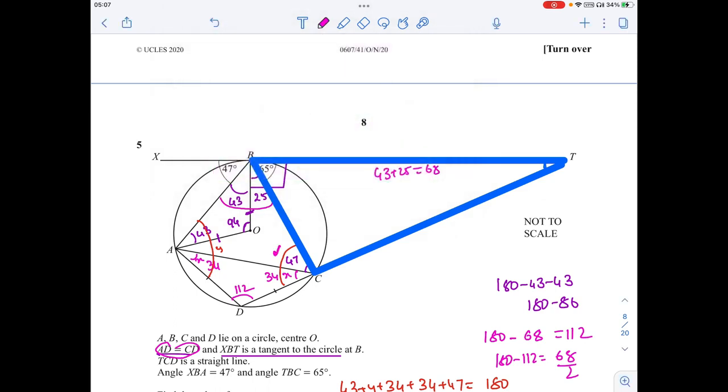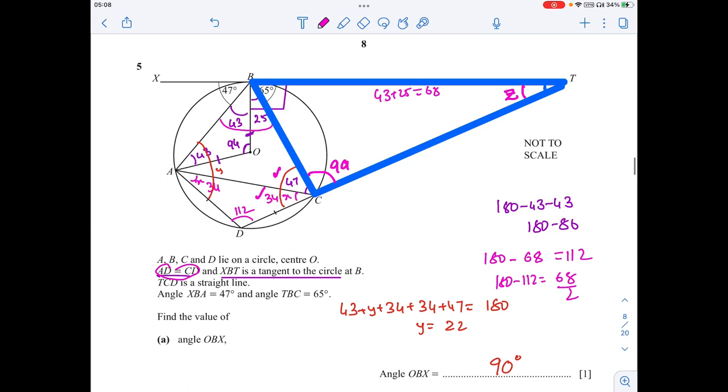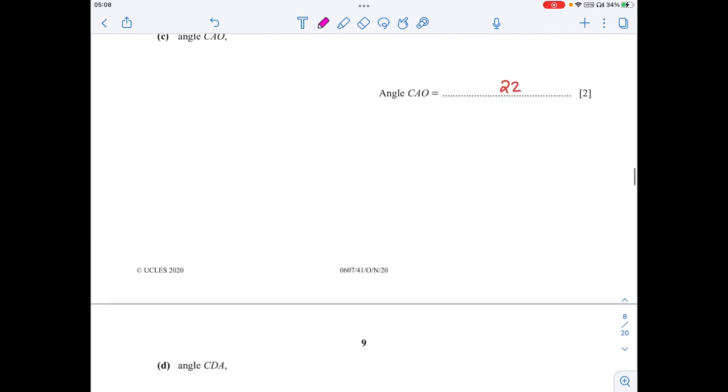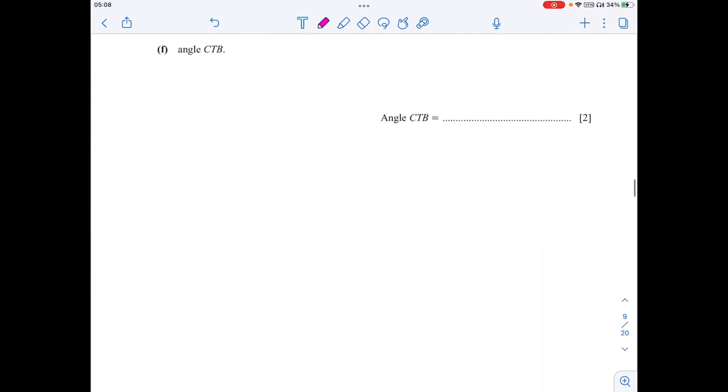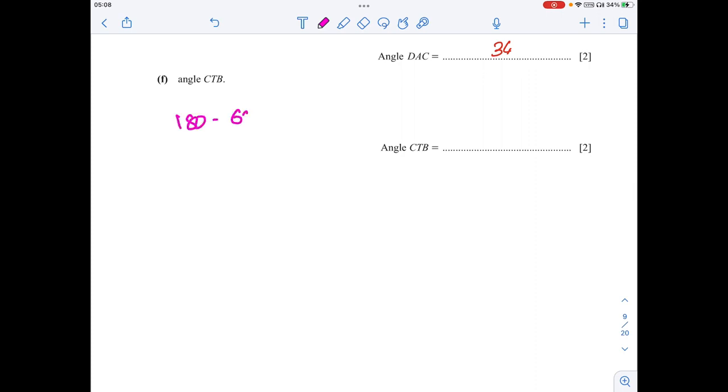So this is 47, 34. So this angle has to be 180 minus 47 minus 34. When I do that, 180 minus 47 minus 34 gives me 99. Now this angle is Z maybe. Sum of all angles is 180 degrees. So 180 minus 99 minus 65 gives me 16 degrees. That's the answer, it is going to be 16.